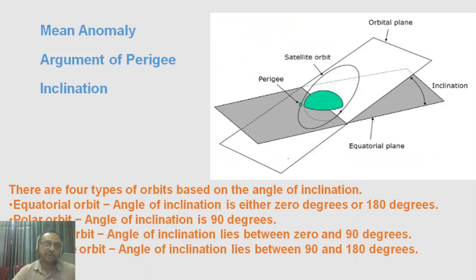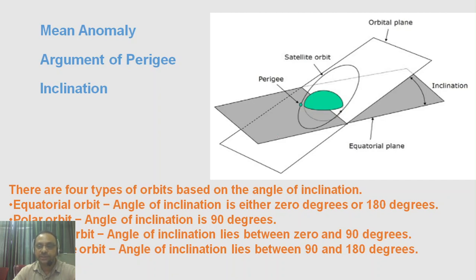Now, mean anomaly, argument of perigee, and inclination. For a satellite, the point which is closest to the Earth is known as perigee. There are 2 points: the first is when the satellite is close to the Earth, and the other is when the satellite is far from the Earth.